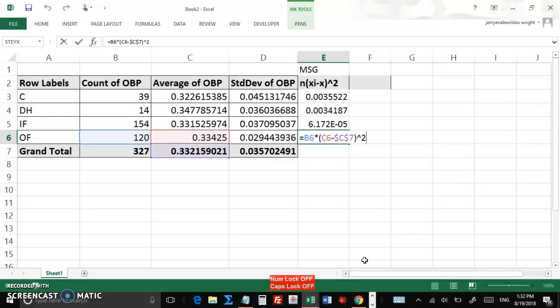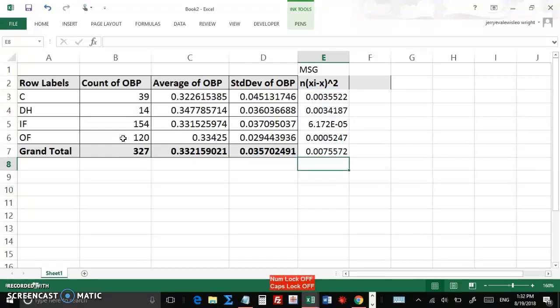So for every row, I just did the mean of that one group minus the overall mean, which is down here in the grand total, squared, and then times the sample size of each of those groups. Okay, now add those all together. So equal sign, sum of cells E3 through E6, closing parentheses.